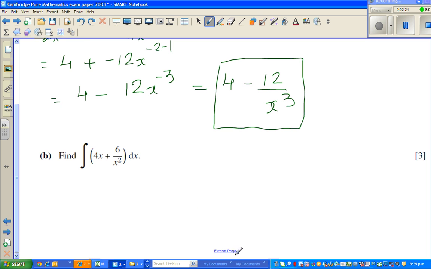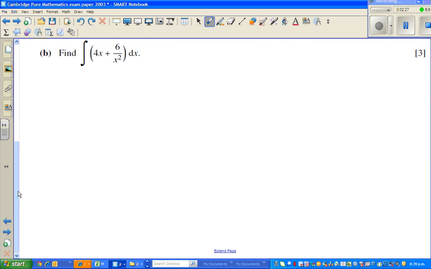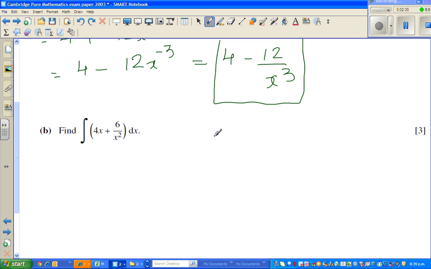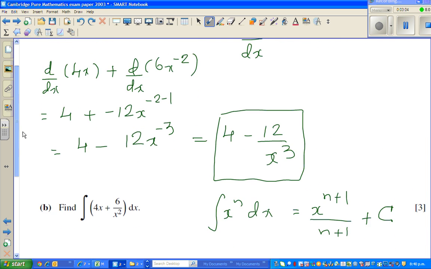Okay, let us move on to the next question. Integrate this function. Now integration, you should know, is the opposite of differentiation. So let me write the formula of integration: the integral of x to the power n dx, you do the opposite. The formula is x to the power n plus 1 divided by n plus 1, plus c. This is the constant of integration. You can always check your answer with the graphic calculator.